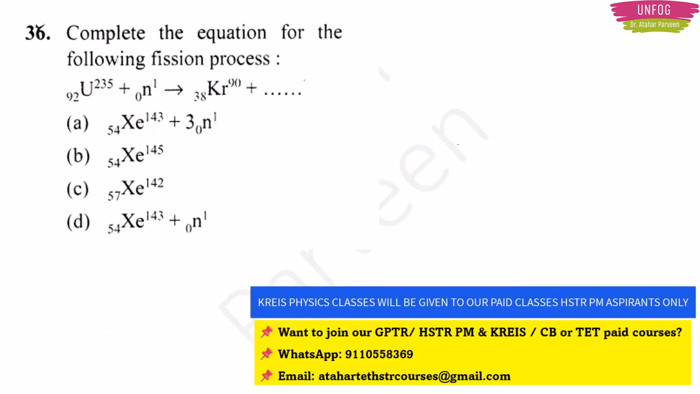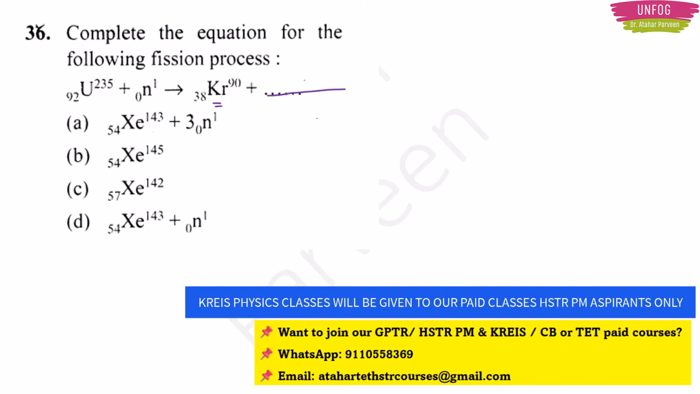Okay. Next, toughest question. Complete the equation for the following fission process. They have given uranium 235, 92, and there is a neutron getting interacted with uranium, and if you see the daughter nuclei, one is krypton, and the question is you should tell what is there here in the blank.